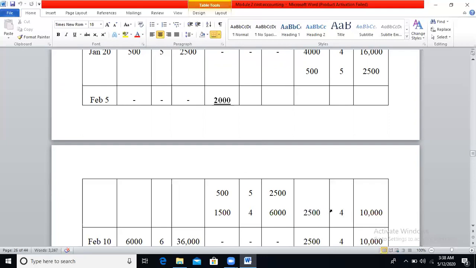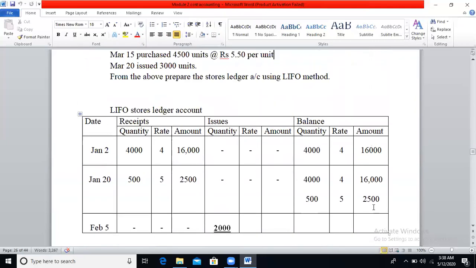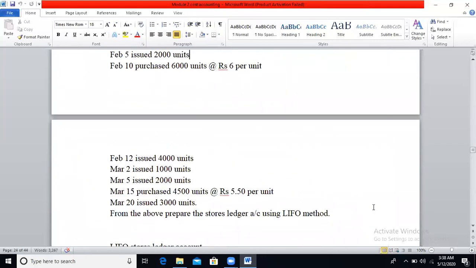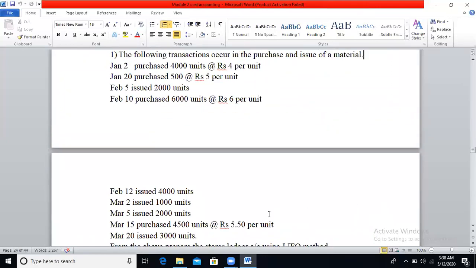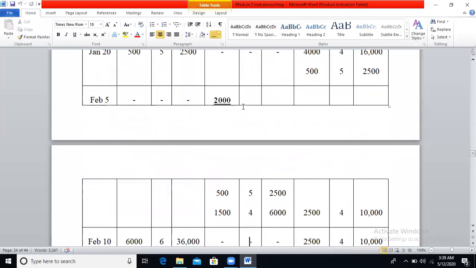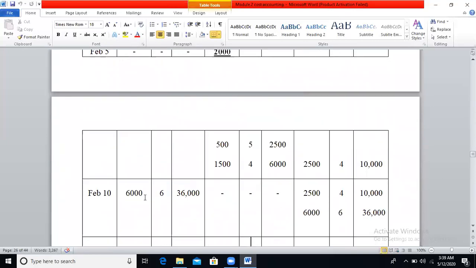So 2,500 into 4, you will get 10,000. The next transaction is February 10th, we are making purchases of 6,000 units at rupees 6 per unit. The number of units purchased will be 6,000 units. The rate will be 6. So 6,000 into 6, you will get 36,000.